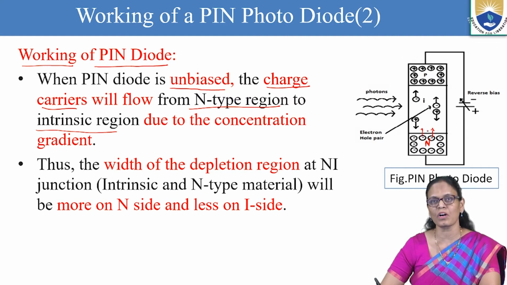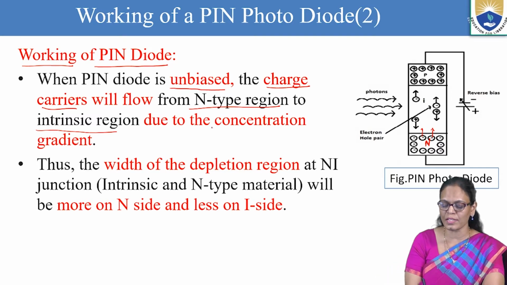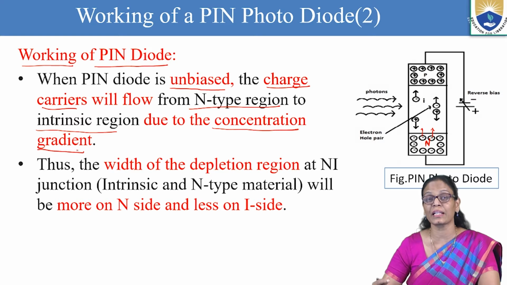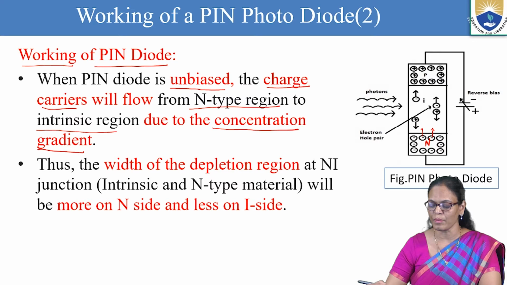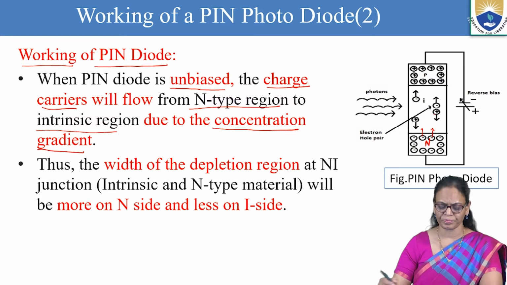This is because of diffusion. That is the concentration gradient we are calling. What is concentration gradient? There is a difference in the concentration of the charge carriers. Means in the N region, the concentration of electrons is high, whereas in the intrinsic region, it is less. So they move from the N side to the I region.